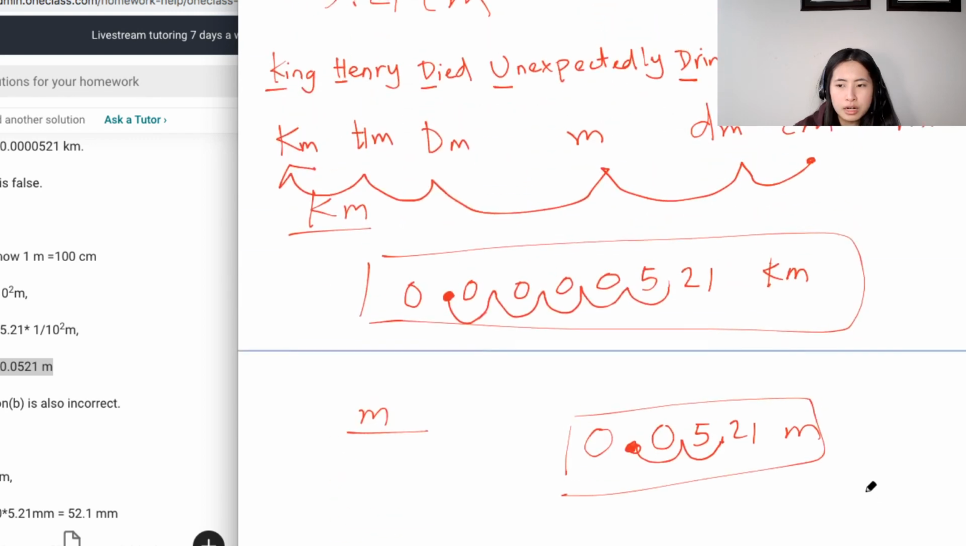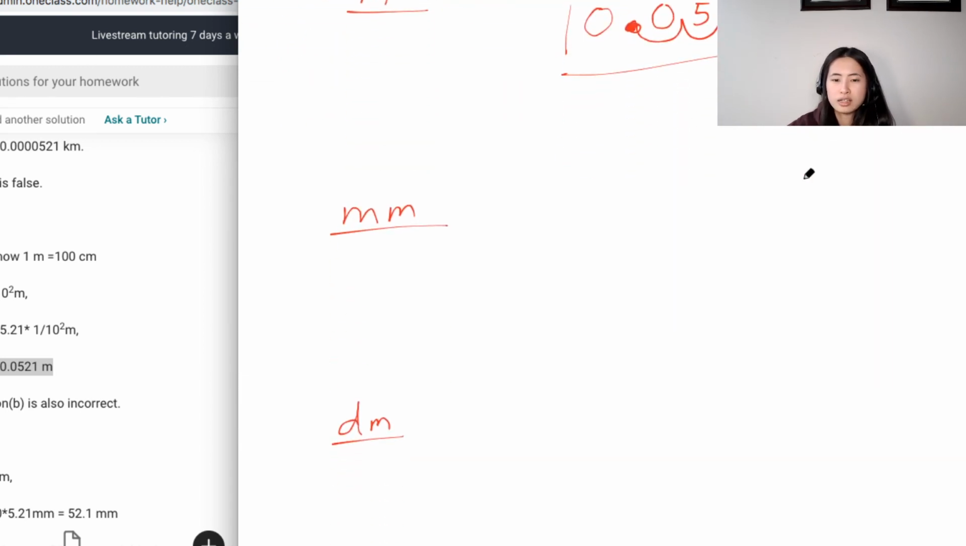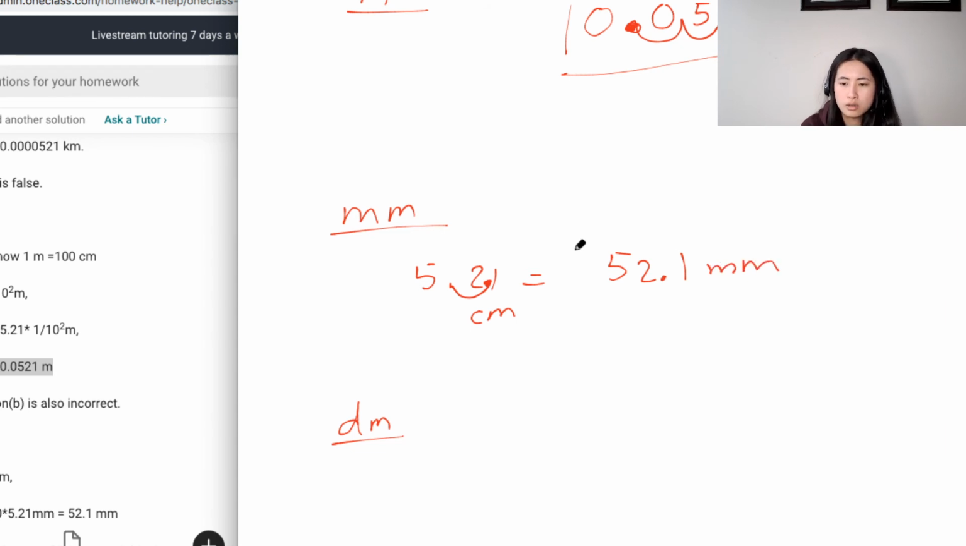Okay, so for millimeters, we know that centimeters is right beside millimeters, and all we have to do is move to the right once, which means we just have to multiply 5.21 centimeters times 10. So if you want to move the decimal point to the right once, you're welcome to do that as well. So 5.21, you move this to the right. Make sure you mark that point. Therefore, we know that this is 52.1 millimeters. So this is your final answer.